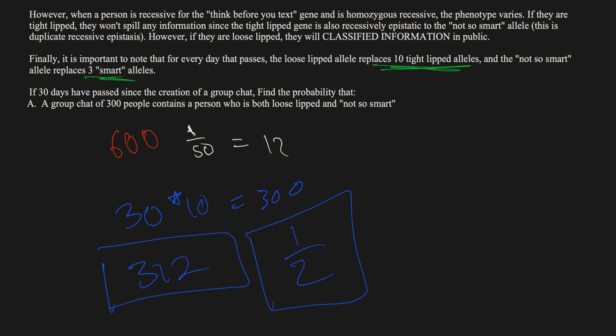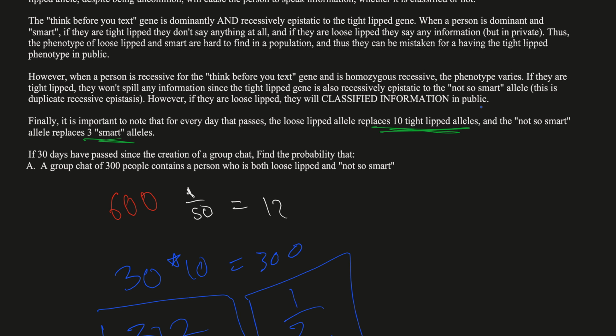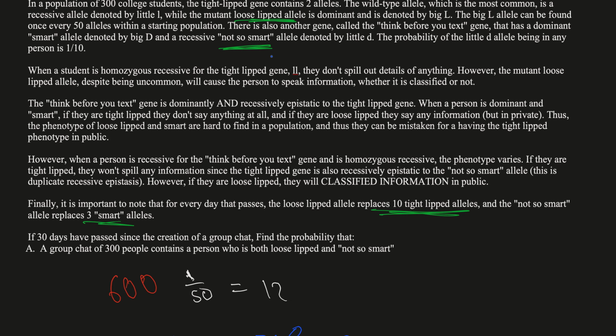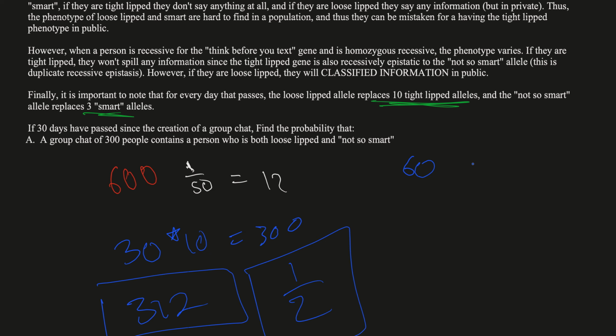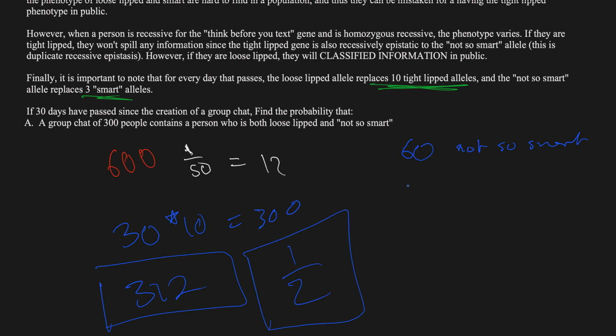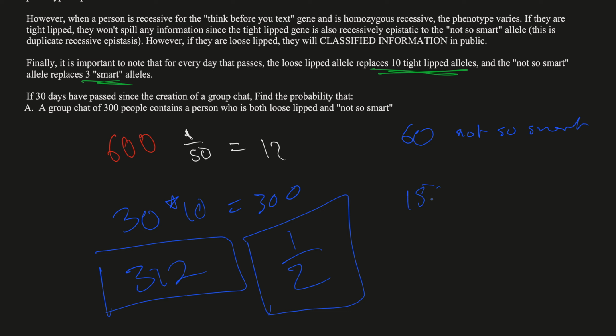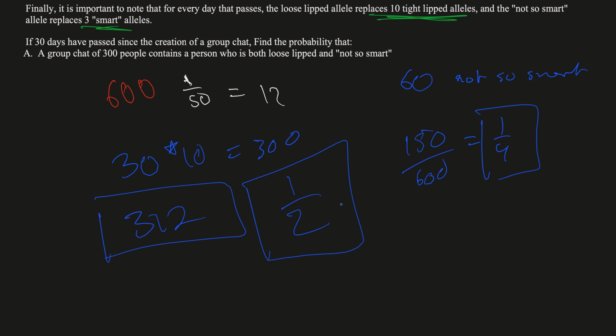And if you say that 3 replace, it's not so smart replacing a smart, what do we have here? 600 alleles, and we have 1 out of 10, so we have 60 initially as not so smart. And we get 3 every day, and 30 days passes by, that's 90 alleles. Now we have 150. 150 out of 600, that's 1/4. So now we have 1/4 that are not so smart.